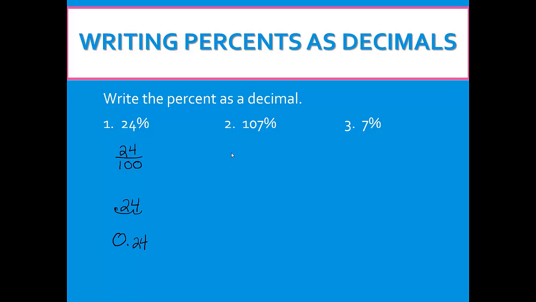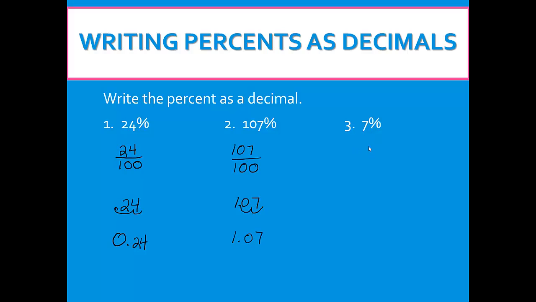For number 2, we have 107%. Percents are always out of 100, so that'd be 107 over 100. So you can see once again we are dividing by 100, and when we divide by 100, that's the same as moving our decimal 2 places to the left. So we'll start with our 107. Our decimal would be at the end, so behind the 7, and we want to move it 2 places to the left. So 1, 2. That puts our decimal between the 1 and the 0. So we have 1.07, or 1 7/100.